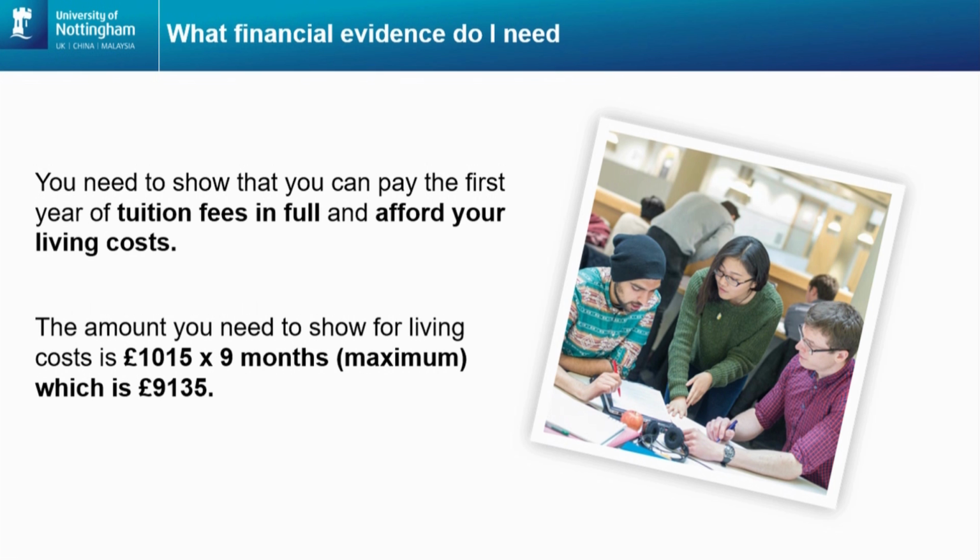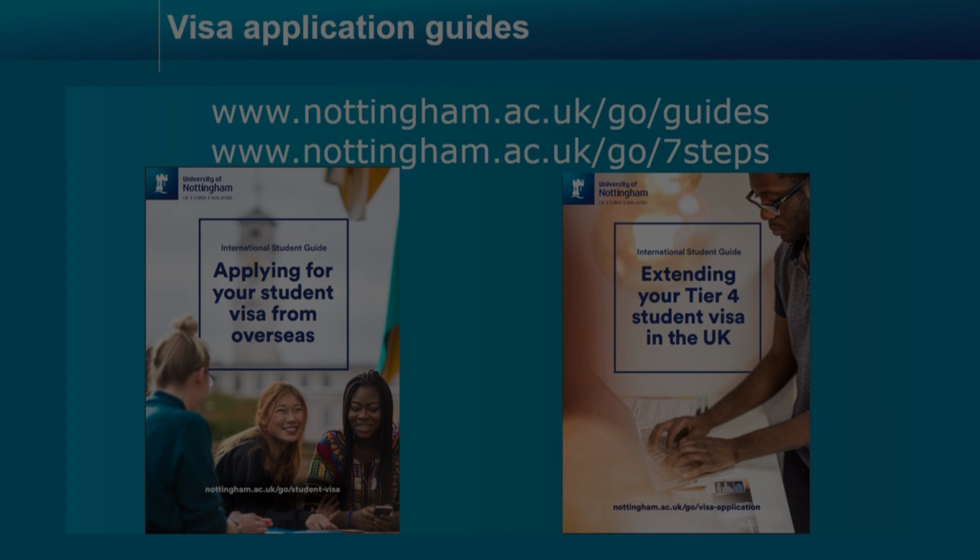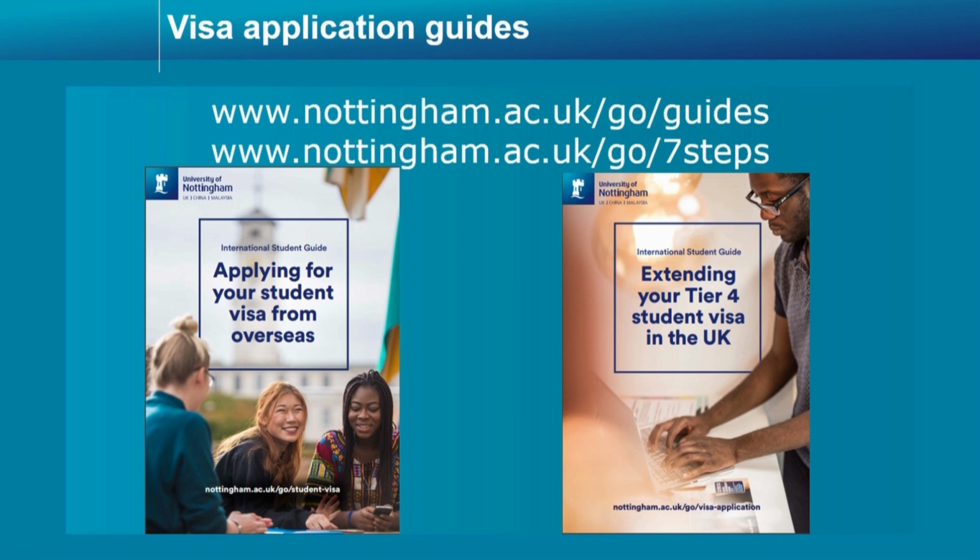So if you are coming to the UK for 9 months or more, you will need to show £9,135 for your living costs. The Tier 4 visa rules are very specific about what type of financial evidence you can submit with your visa application and what documents are required, including the format of those documents.